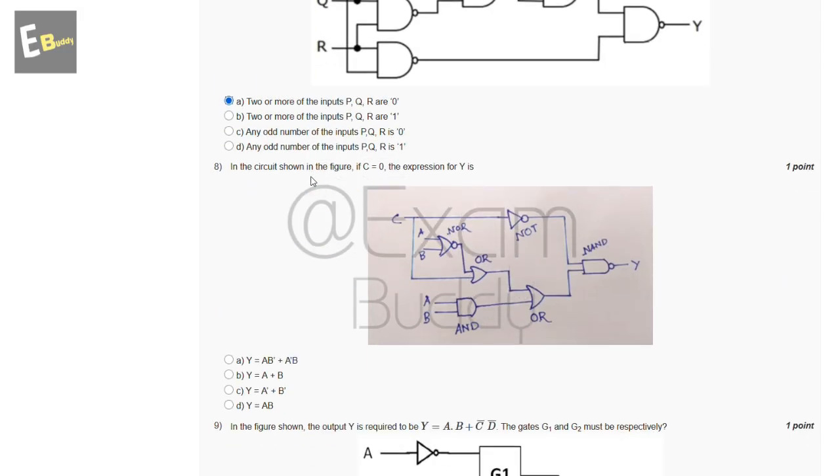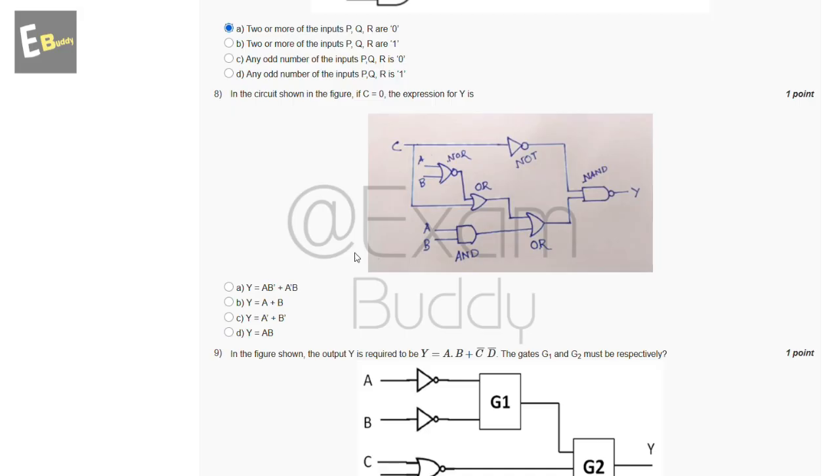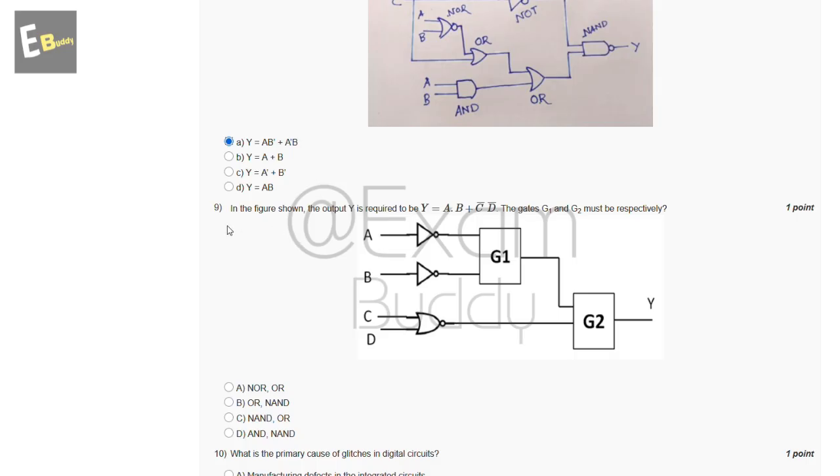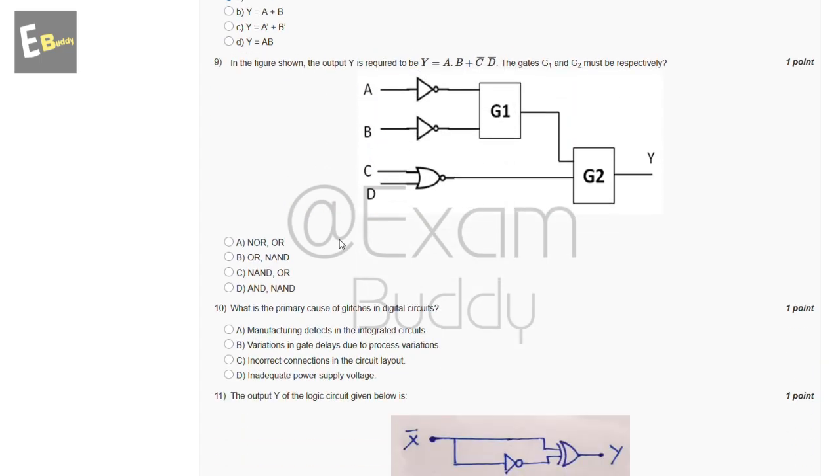Now the eighth question is in the circuit shown in the figure, if C equal to 0, the expression for Y is. This is our circuit and the answer of our eighth question is A, Y is equal to AB dash plus A dash B. Now the ninth question is in the figure shown the output Y is required to be Y equal to A dot B plus C bar D bar. The gates G1 and G2 must be respectively. So the answer of our ninth question is A, NOR, OR.